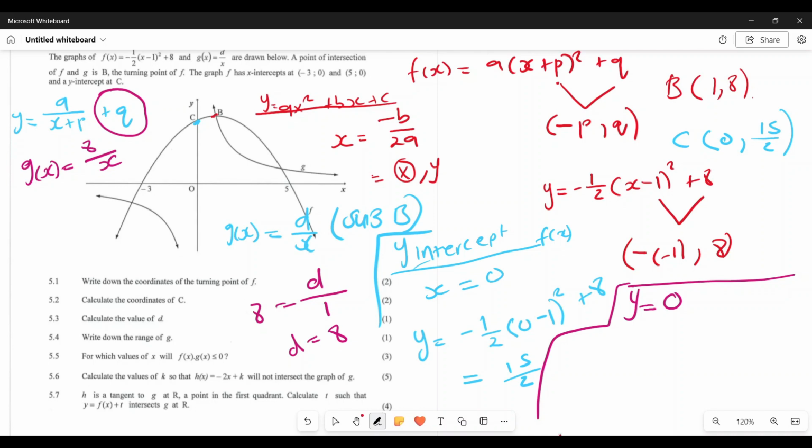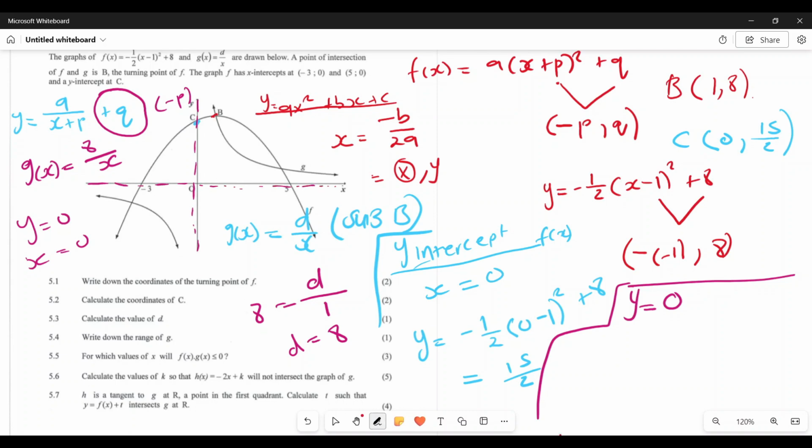So my y asymptote, it's at 0. Same applies with my x asymptote. My x asymptote, it is minus p. And here, I don't have any value of p, so my x asymptote here would also be at 0. So the asymptotes of my g of x graph are the axis lines. My graph must never touch these lines.